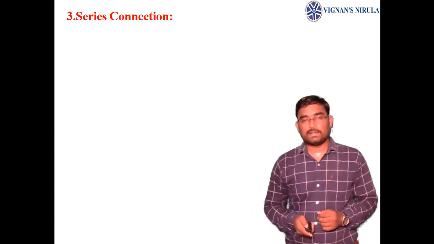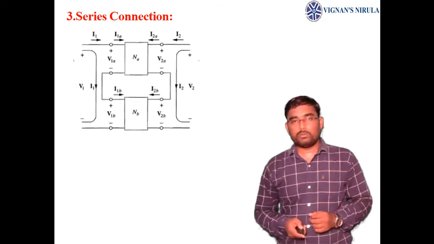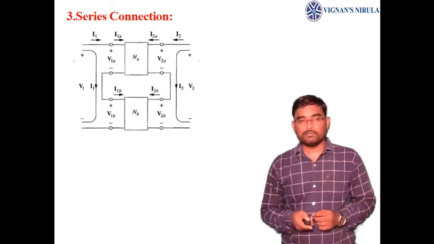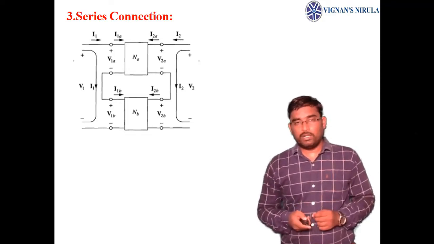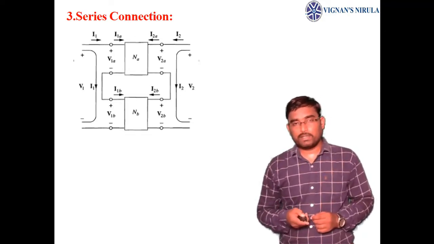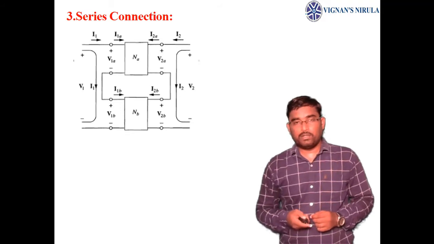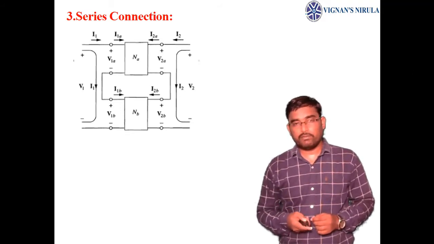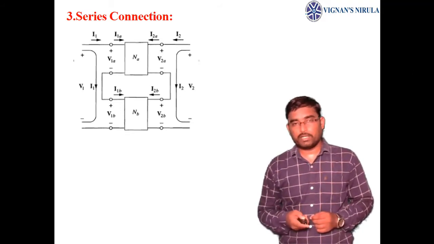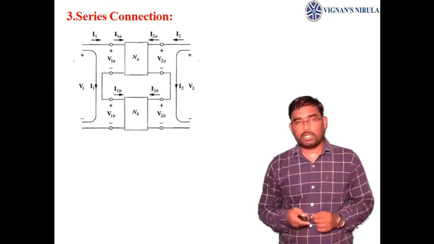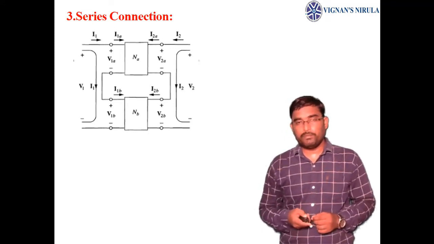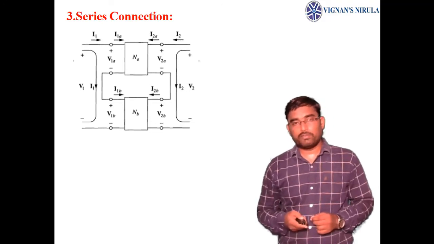Next, let us see the series connection. How to connect two-port networks in series? See there, we have taken two-port networks, network NA and network NB, whose variables are V1A, I1A for port 1 of network A, V2A, I2A for port 2 of network A, V1B, I1B for port 1 of network B, V2B, I2B for port 2 of network B.